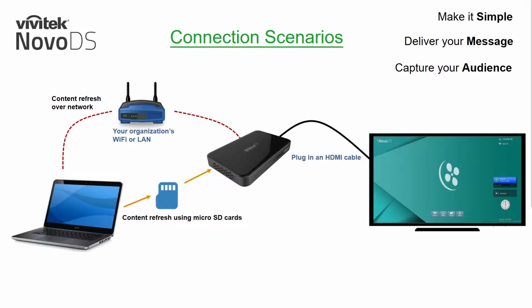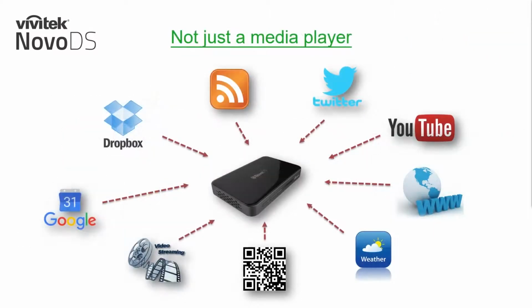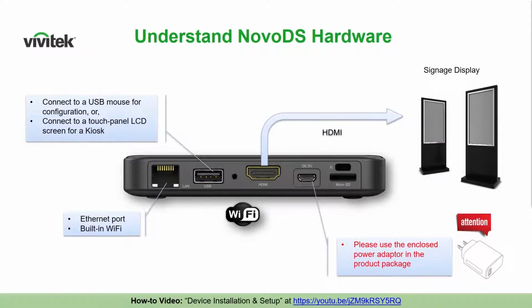In online mode, the NovoDS becomes so much more than just your simple media player. With internet access available on the network, the NovoDS has the capability to display live Twitter feeds, YouTube videos, websites, local weather, interactive QR engagement codes, video streaming, Google Calendar events, sync with online data stores like Dropbox, even receive live RSS feeds, all simply managed from our free NovoDS Studio software.